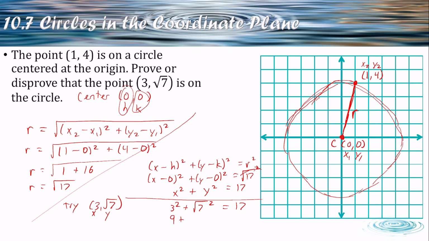So it'll be 9, the square and square root cancel. It'll be 9 plus 7. So I get 16 equals 17. Is that the same? No, that's not equal. So the point is not on the circle. If they were equal, it would be on the circle. Since they're not equal, the point is not on the circle.